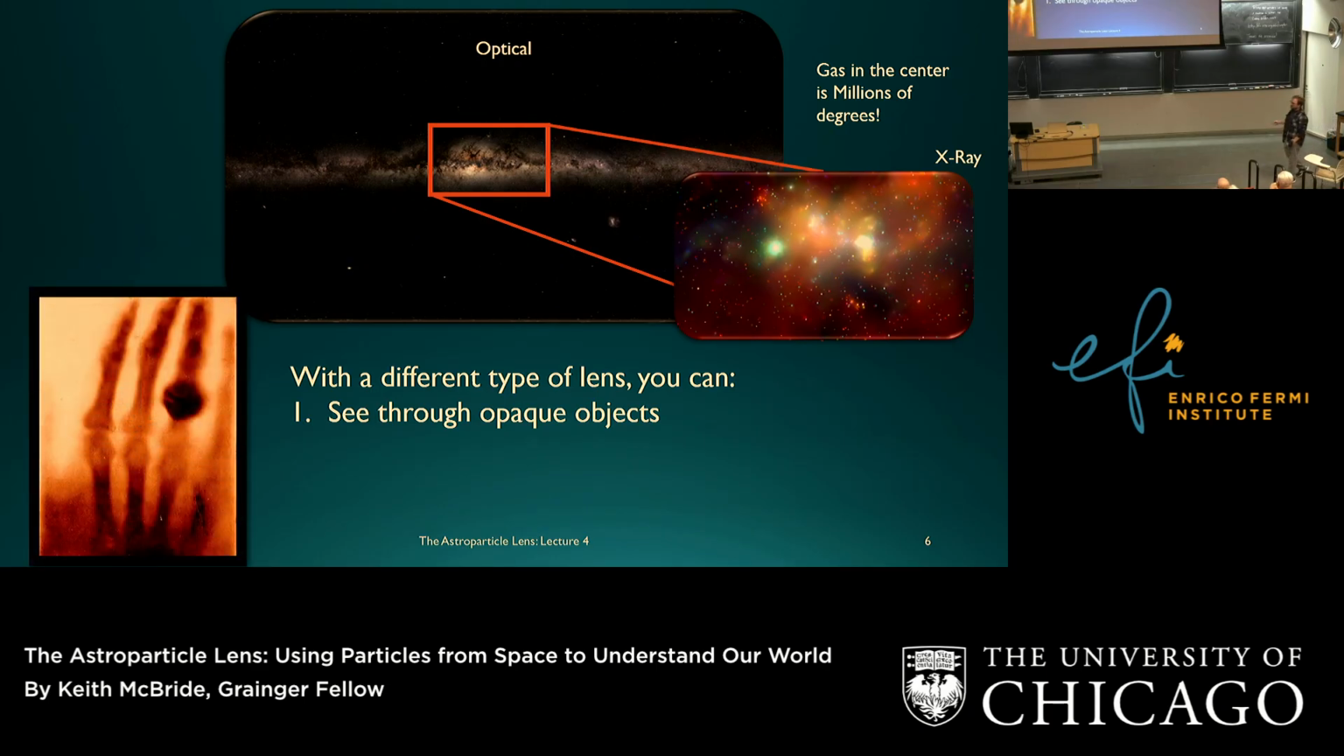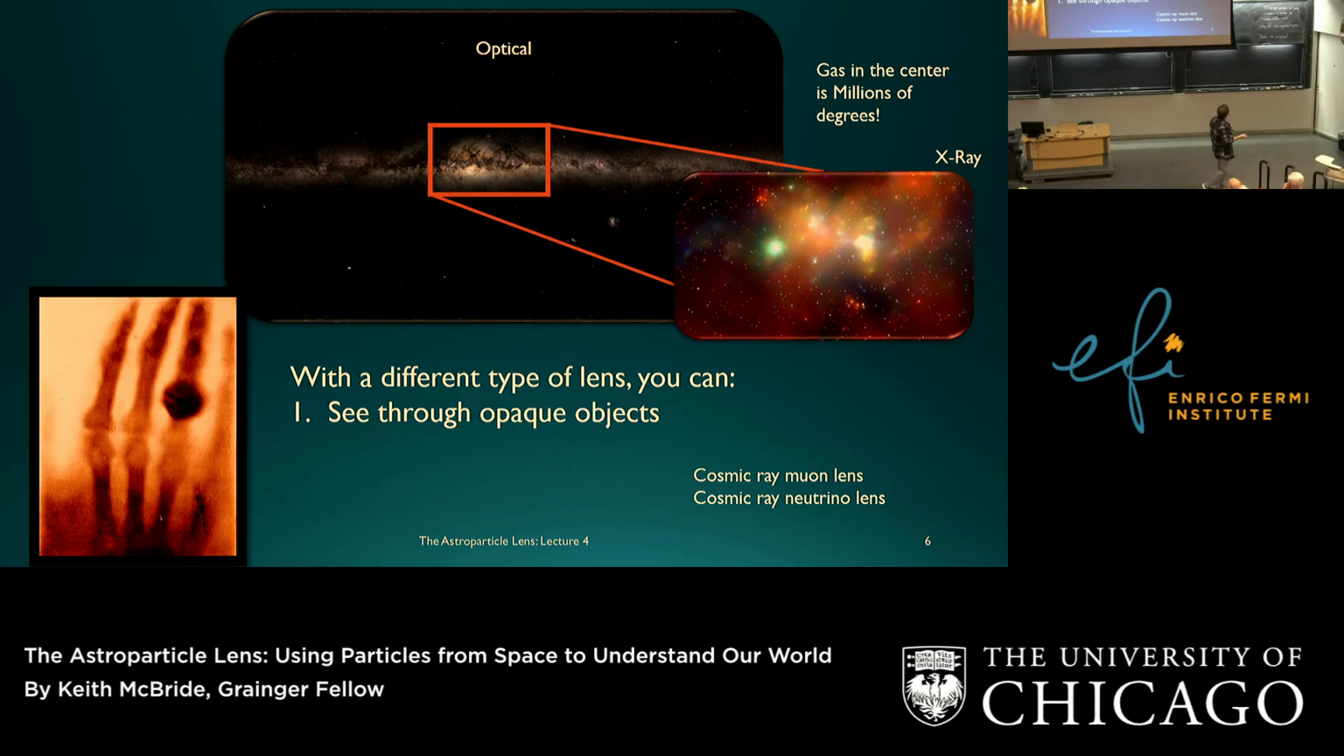We also said the discovery of X-rays allowed us to see through opaque objects, just like that X-ray lens of the Milky Way center. This is the example I kept referring back to, Röntgen's hand. You can see through opaque objects, one way of looking at your lens. So we have established that you can use cosmic ray muons as a lens to see through a lot of material, and neutrinos as a lens to look through even more material.